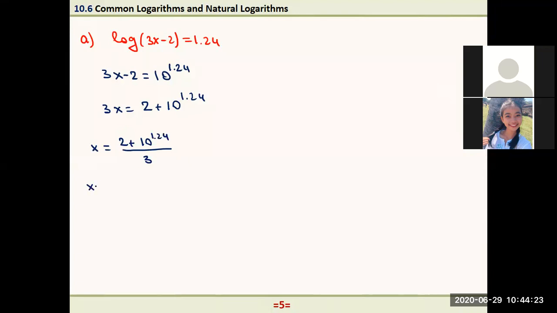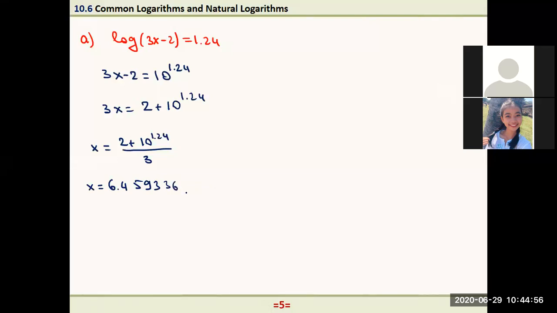So x is equal to, okay, correct to 4 decimal places. In this step, I can use a calculator. So in the numerator, we have 2 plus 10 to the power 1.24, divided by 3, which is equal to, when you write the answer, that is 6.4593 and 3, and here we have 6 and continues.